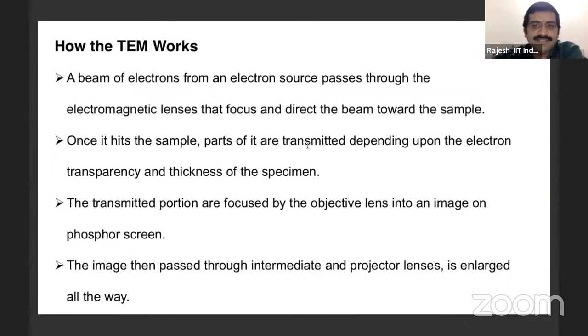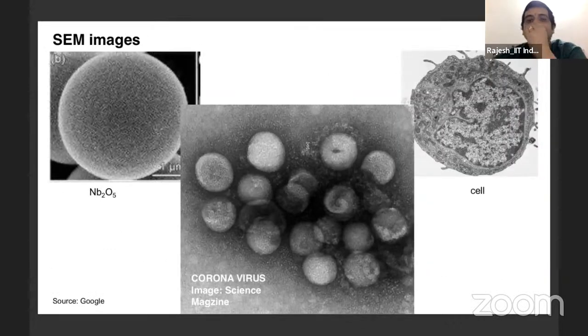This is same as I already talked about. Let us see how we can see things using this. This will be interesting. This is just a spherical nanoparticle of niobium oxide. This is a typical cell, and again this coronavirus. I took it from a science magazine. The first report when this coronavirus was seen using an electron microscope. This is that first image.